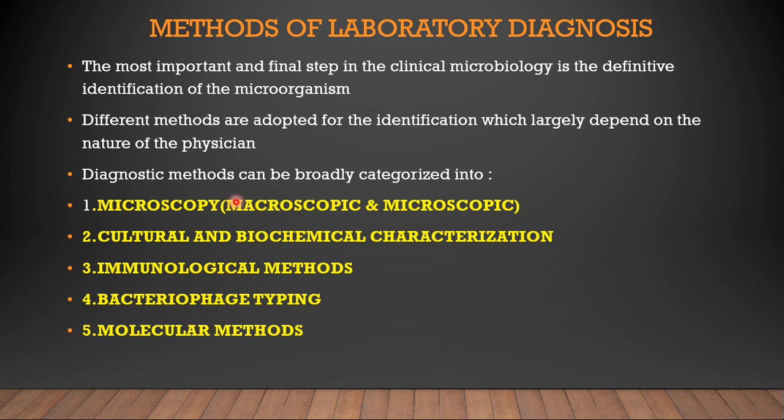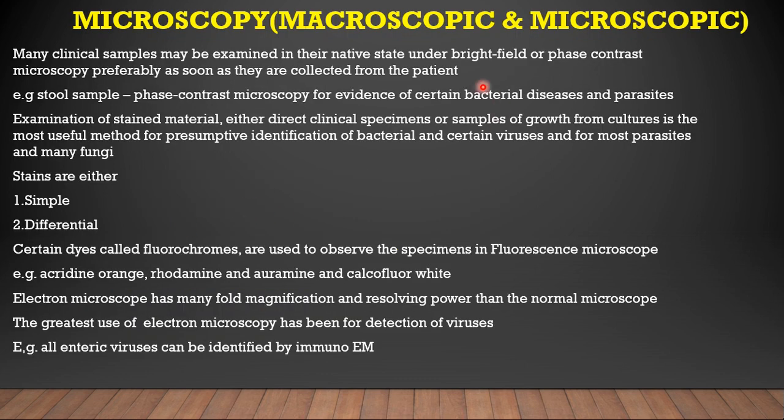Diagnostic methods can be broadly categorized into five types. Microscopy, which can be macroscopic as well as microscopic, then cultural and biochemical characterization, then immunological methods, then bacteriophage typing, then molecular methods. So these are the five methods that we are going to discuss in detail now. Let's begin with the first one, microscopy, which can be macroscopic and microscopic.